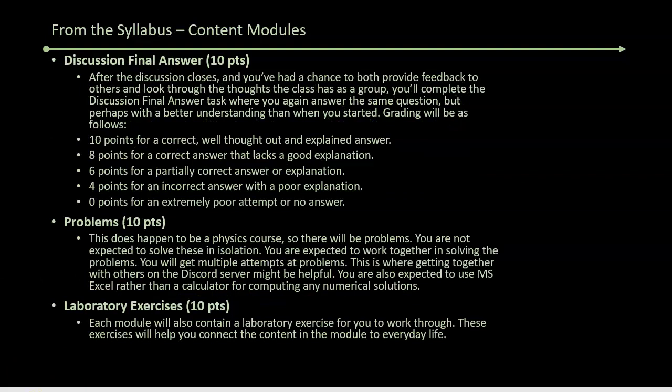Discussion final answers. All right, your final answer is worth 10 points. So 10 points for correct, 8 points for correct, but you don't really make it clear how you got there. 6 points for kind of getting there. 4 points is you were headed in a direction. 0 points you weren't headed there at all, or you didn't answer at all. All right. Problems worth 10 points each week.